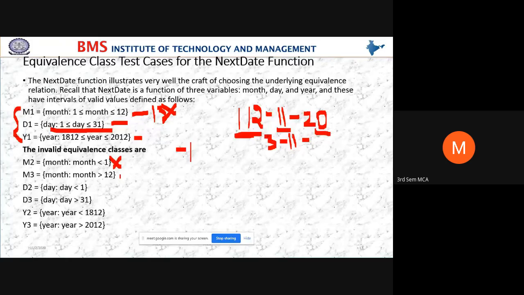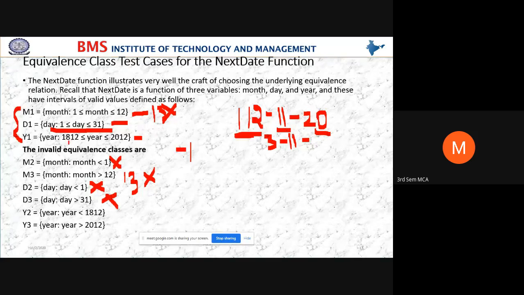And the month is greater than 12. Do we have a month greater than 12? 13. Correct? Greater than 12 means 13. No, I don't have any month greater than 12. This is also invalid. And day is less than 1. Yes, students? Do we have any day less than 1? No, I don't have any day value less than 1. Greater than 31? No.